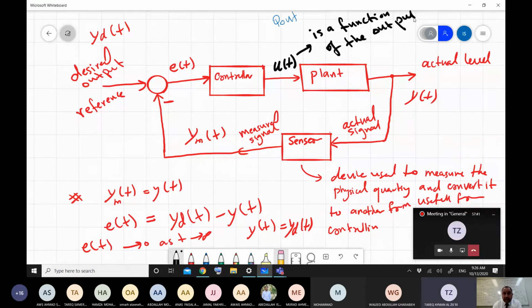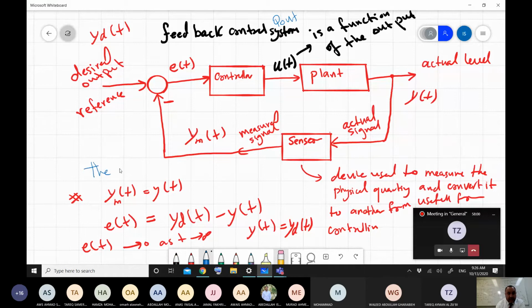Yes. So simply, this is what we call the feedback configuration, the feedback control system, or the closed loop control system.